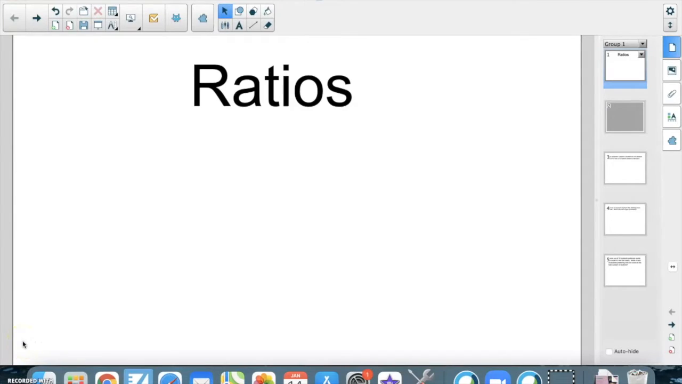Ladies and gentlemen, boys and squirrels, today we'll be working with ratios. Do you remember those from last year? Maybe, maybe not. Okay, well, it's not too difficult as long as you pay attention here.